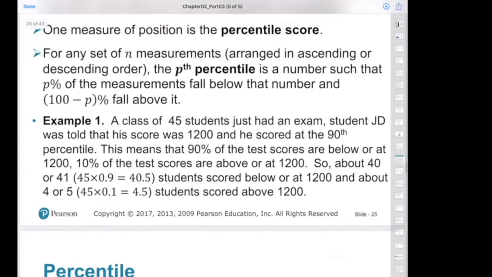So if you know this information, you can conclude the following. We said we have how many students in the class? 45, right? So if you multiply the 45 students by the 90%, or 0.9, you will have this number, 40.5.